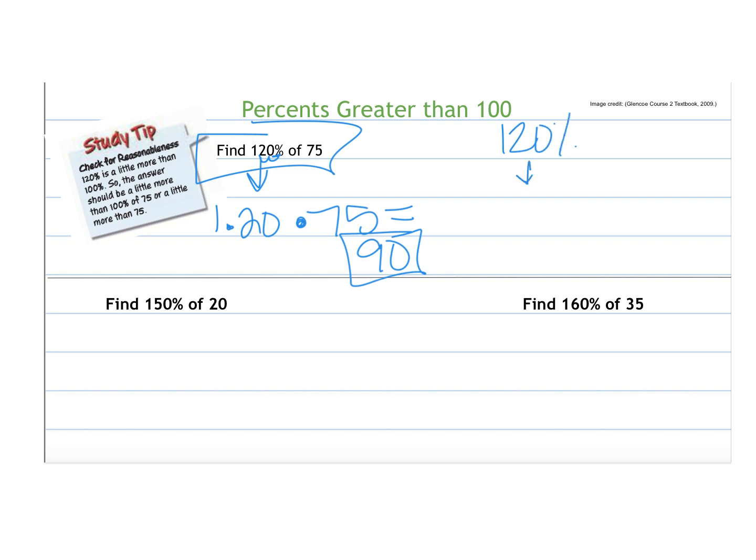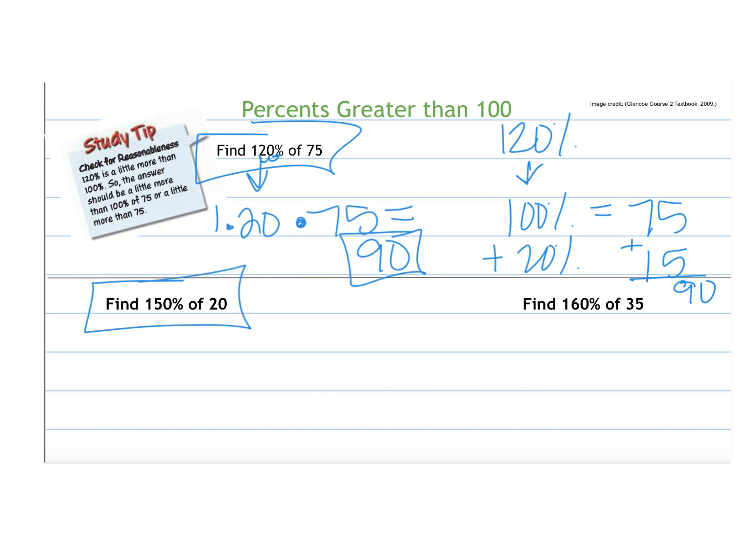120% is the same as 100% plus 20%. 100% of 75 is 75. 20% of 75 would be like 10% of 75 times 2. 10% of 75 would be 7.5, times 2 would be 15. So then we would get 90. So we can also break up our percents that way.